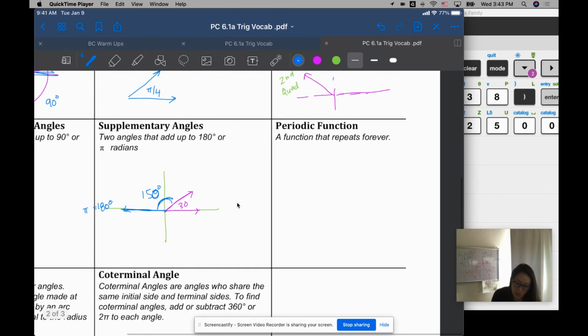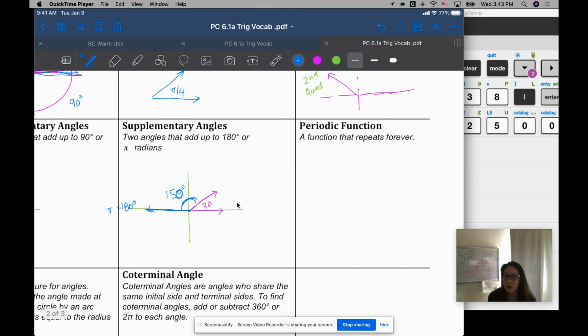Okay. Periodic functions are functions that repeat. So like a sine function that we're going to study looks something like this.